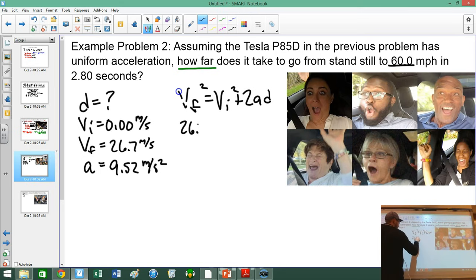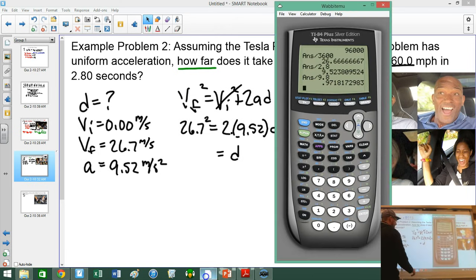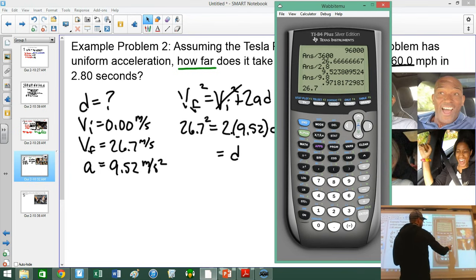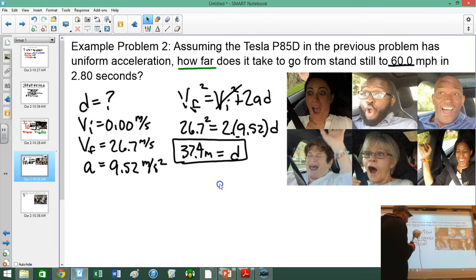VF, 26.7 squared equals 0 squared plus 2 times 9.52 times my displacement D. So I just take 26.7 squared divided by 2 and then divided by 9.52, and I end up with 37.4. So my displacement is 37.4 meters. And that seems about right. That's probably around 3 feet to a meter roughly, so it's probably around 100 feet. So you can get going 60 miles an hour in 100 feet in this thing.